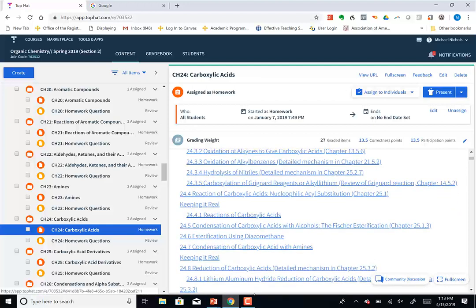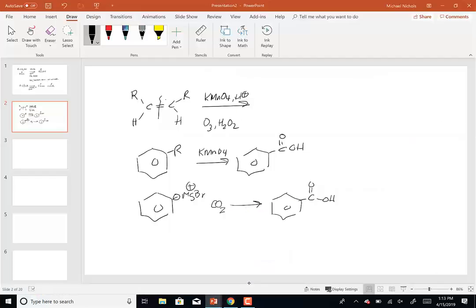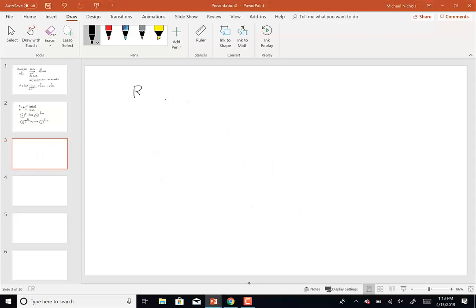So now what we want to do is look at the reactions of carboxylic acids. So let's start with something like, what can I do with a carboxylic acid? How about this? I can take a carboxylic acid, react it with an alcohol in the presence of sulfuric acid or some acid catalyst, and what do I make?